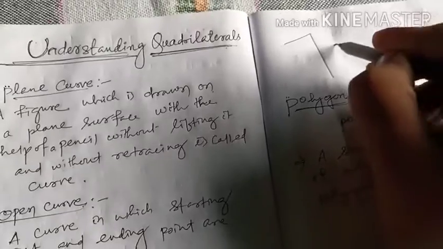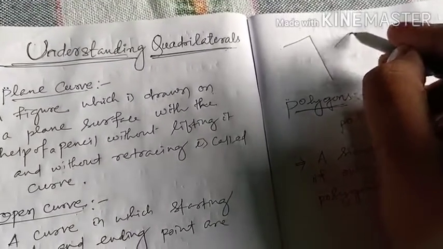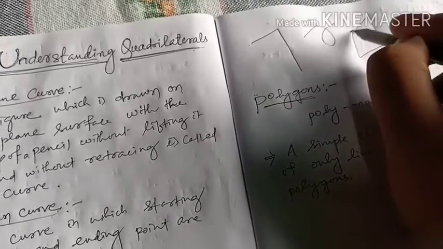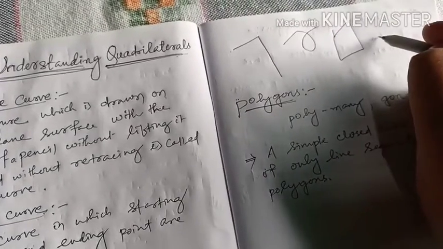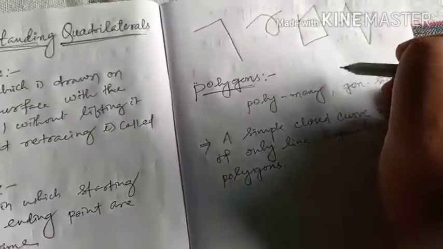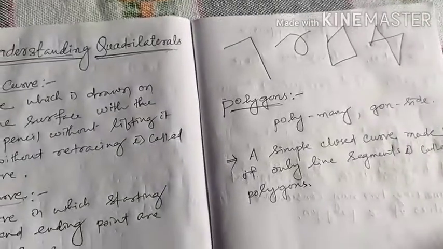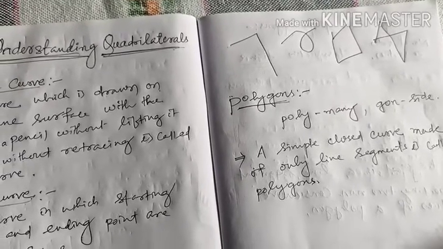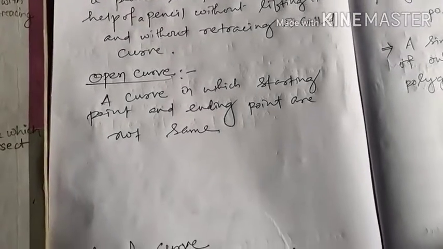It can be a plane curve. It can be also a plane curve. Like that, we can draw like this. Without lifting and without retracing, we can draw the plane curves. So curves can be of two types, may be open curves, may be closed curves.